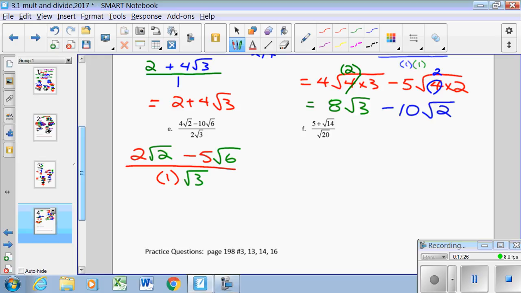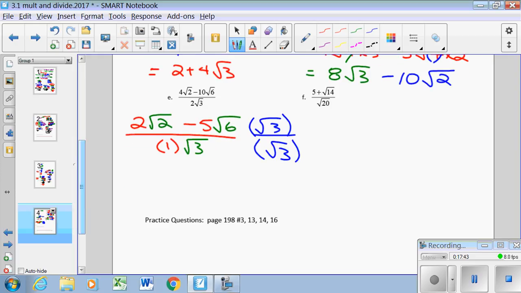I have to go back to that other skill, that new skill, which is multiply the bottom by square root 3, multiply the top by square root 3. Whatever you do to the bottom, do to the top. We're going to test your algebra skills here again. Let's just do the bottom first of all.